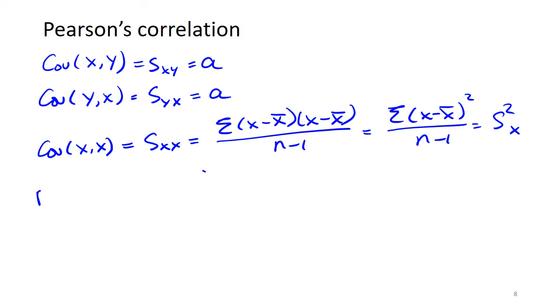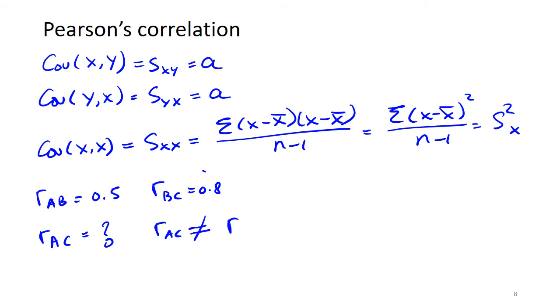If the correlation between A and B is 0.5 and the correlation between B and C is 0.8, can we calculate the correlation between A and C? No, because the correlation between A and C is not equal to the correlation of A and B plus the correlation of B and C. Correlation coefficients are not additive, so we cannot add them up.